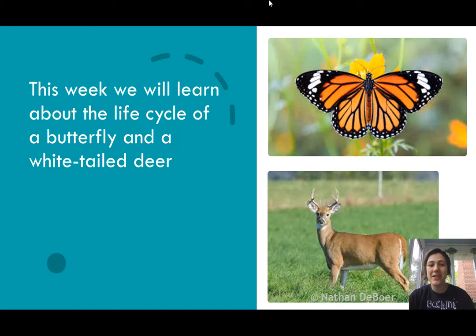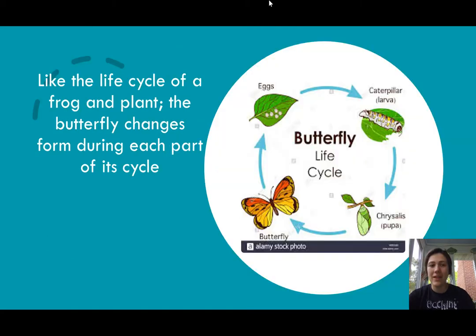This week we're going to be learning the life cycle of a butterfly and the life cycle of a white-tailed deer. Like the life cycle of a frog and a plant, the butterfly changes form during each part of the cycle, meaning that in each part of its cycle, it's going to look a little bit different.